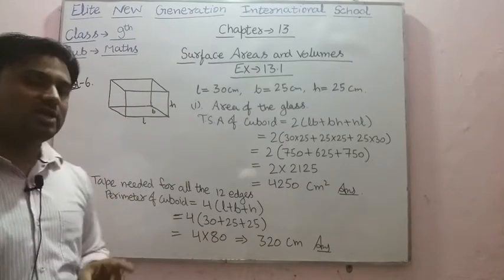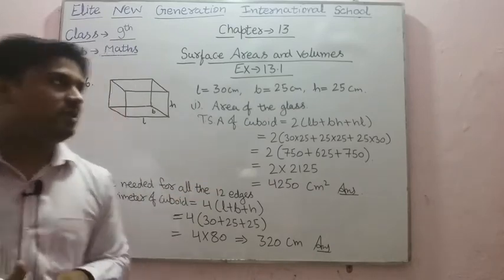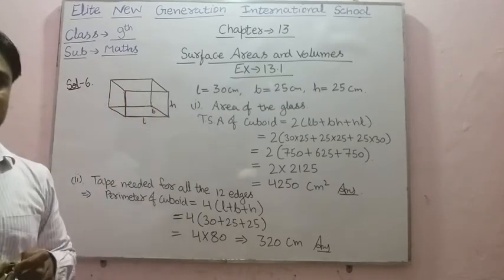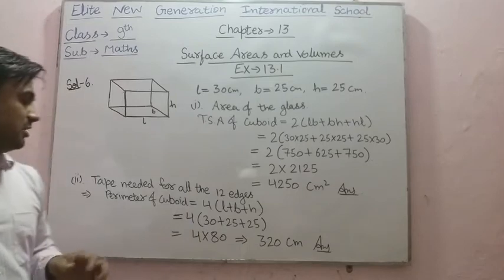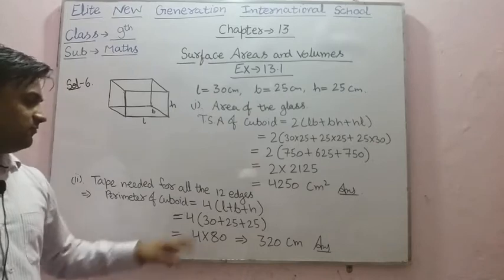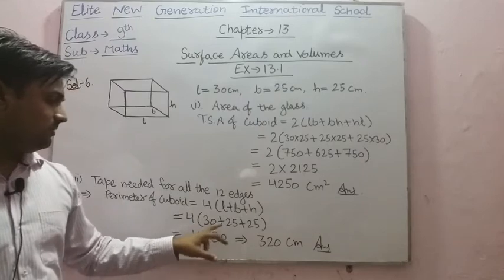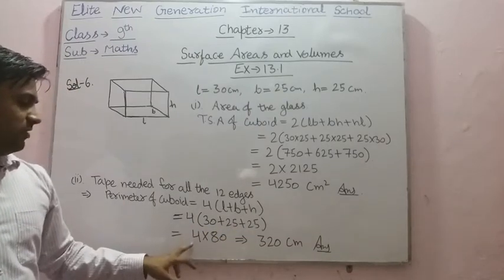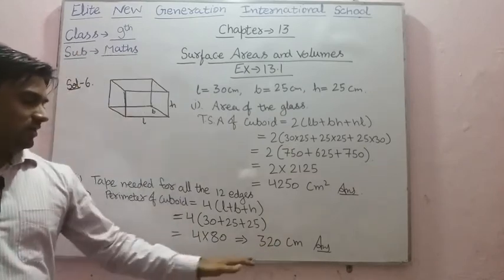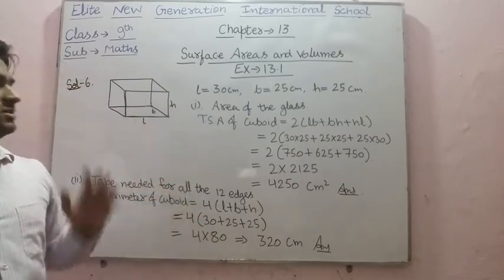Now in the second part we have to find the tape needed for all the 12 edges. We have to put tape on all these 12 edges, so we have to find the length of tape. The length of tape will be equal to the perimeter of the cuboid. The perimeter of a cuboid is 4 into (L plus B plus H). So 4 into (30 plus 25 plus 25), it will be 4 into 80, so it is 320 centimeter. So 320 centimeter will be the length of tape required for this cuboid.